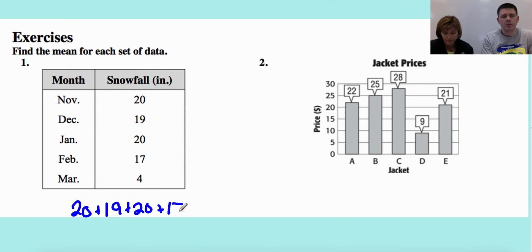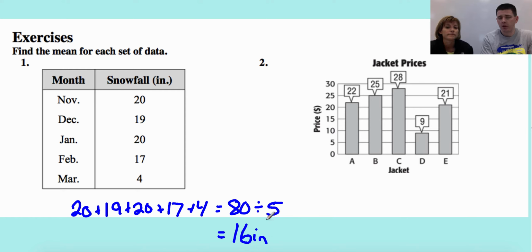In terms of what we're expecting from you for work, yes, you can use a calculator to do the work, but we need to see what you got when you added them all together. So what did we get for our total? Our sum is 80. So we need to see that 80, and then we want to see what you divided by. In this case, there were 1, 2, 3, 4, 5 terms, so we divided by 5. And 80 divided by 5 gives us a mean average of 16 inches for each month.